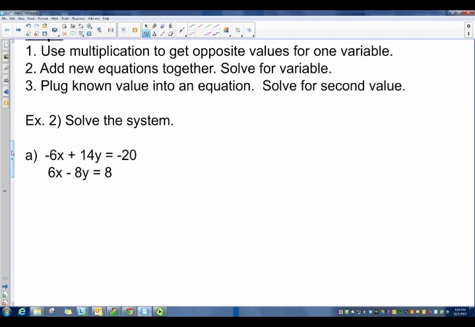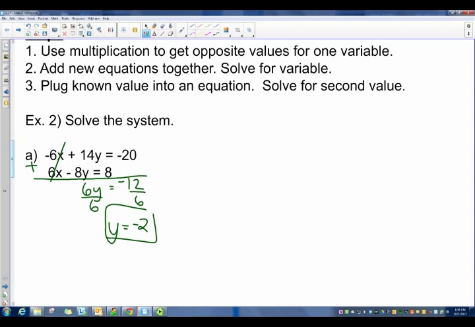All right, so for this first example here, you've got a negative 6x plus 14y equals a negative 20, and 6x minus 8y equals 8. Now if you notice this, first step says use multiplication to get opposite values. Well, in this one, we already have opposite values. You have a negative 6x and a positive 6x, so there's not really anything that needs to happen. So we're going to add those together. Now, when you add like terms, negative 6x plus 6x becomes a 0. They cancel out. 14y plus a negative 8y is 6y. And negative 20 plus 8 is negative 12. And then you solve for the y, divide by the 6, and y equals negative 2.